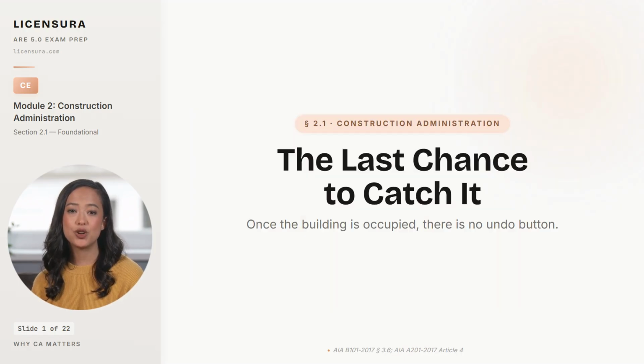Here's the uncomfortable truth most architects do not want to face. The drawings clearly showed a fire-rated wall, the contractor built a standard partition, and nobody caught it until the fire marshal's final inspection. By then, the wall was buried behind finishes, on the wrong side of a certificate of occupancy that should never have been issued. That story plays out somewhere in this country every week, and it is exactly the kind of failure that construction administration is supposed to prevent.